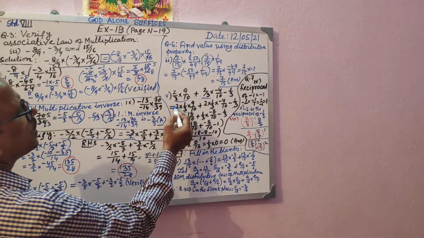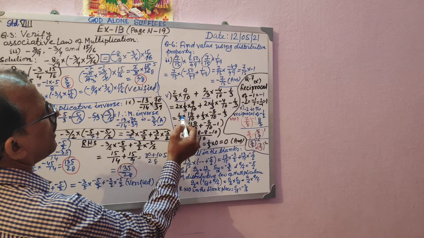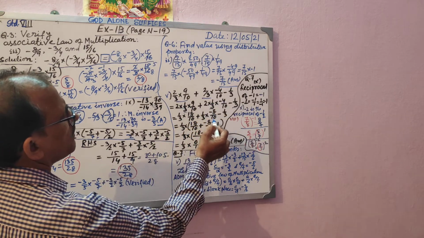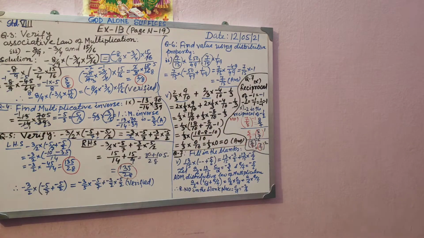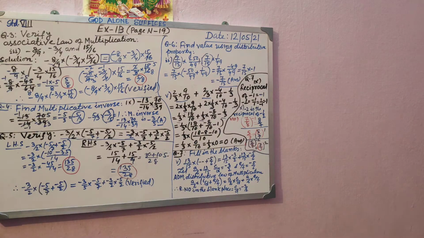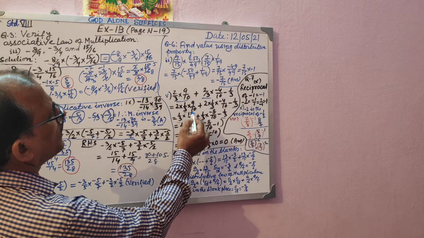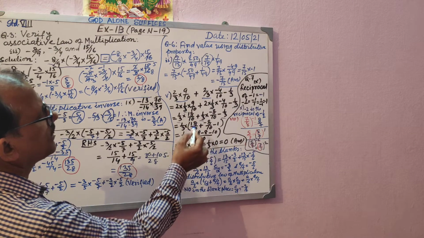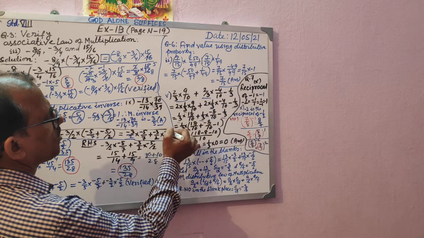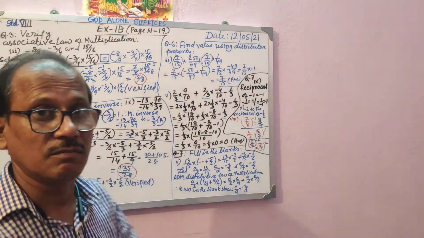What is left? 2 into 9, 18 by 10. I have written once again 1 by 3 into 18 by 10, 1 by 3 into minus 8 by 10, and 1 by 3. Now you see 1 by 3 is the common rational number. So you take it out, and according to the distributive law, what will happen? 18 by 10 is left, and for the second rational number minus 8 by 10 is left. 1 by 3 is already taken out. So what is left in the last term? Minus 1.